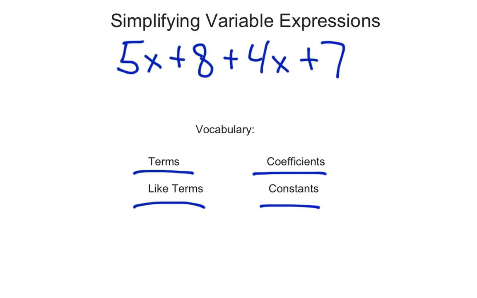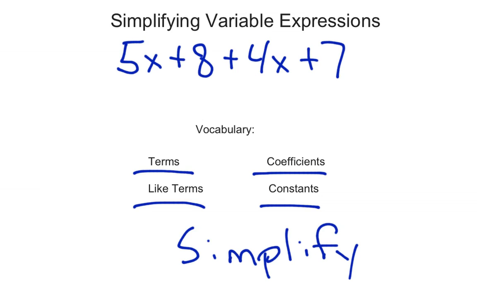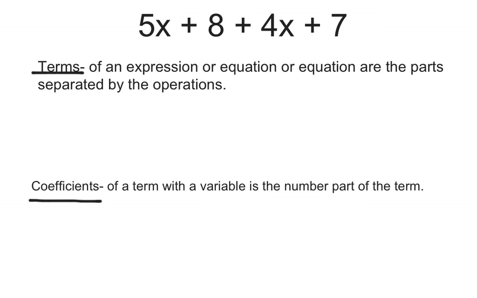And then when we're done with that, we have to identify those different parts of this expression. Then the last thing that they're going to do is ask us to simplify this. And that's really the big key to today's lesson, being able to take this expression here and simplify it. So we want to condense it down by combining things that we can. So, okay, let's go through the vocabulary words here.